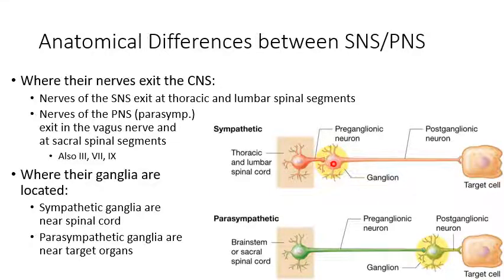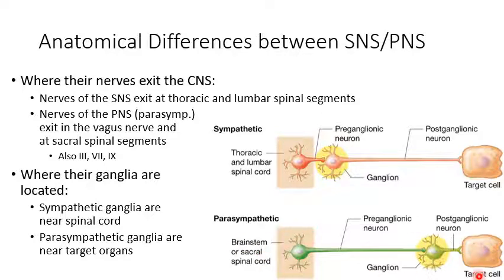It's going to travel a short distance until it gets to a ganglion in the sympathetic nervous system. That ganglion is going to have the cell bodies for the postganglionic neurons. So the preganglionic neuron is going to synapse onto the postganglionic neuron there in that ganglion. The axon for the postganglionic neuron is going to travel the rest of the way to the target cell, which would be either a muscle or a gland in the target organ.